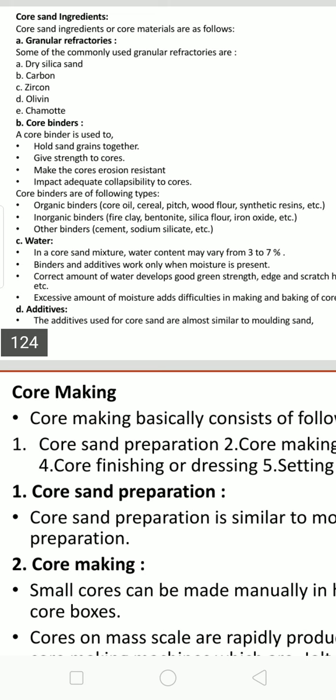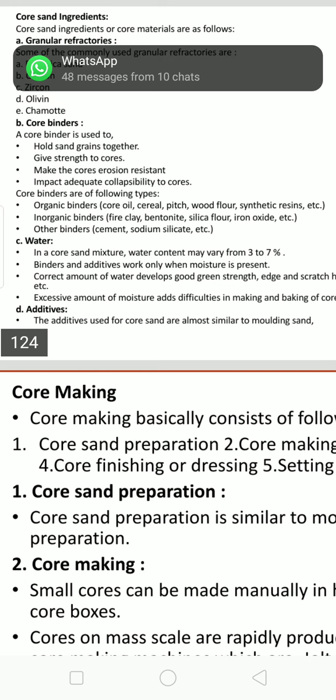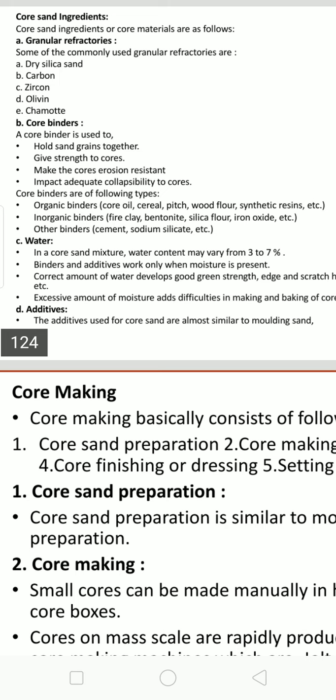Along with that, thermoplastics and thermosetting plastics, such as polystyrene and polyurethane, are used, and some of these binders are costlier. Normally they are used for quality core making along with the above mentioned binders. Water is also used for easy mixing. In a core sand mixture, water content may vary from 3 to 7%, because it is required for easy mixing of all these ingredients.